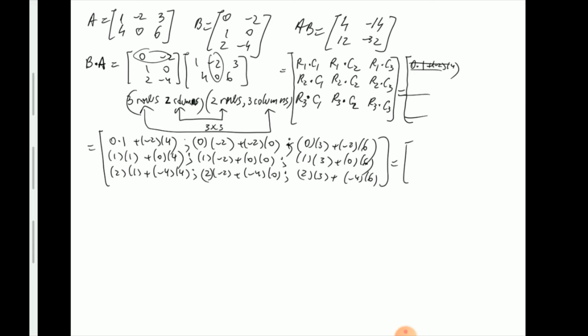So from now on, actually, I'm going to do it a little bit faster, as many of these computations can be done mentally, right? So let's see. First entry will be minus 8, then 0, then minus 12, and then 1 plus 0, then minus 2, and then 3. 1 times 3 plus 0. Then 2 minus 16 makes it minus 14, then minus 4, and then minus 18, 6 minus 24. So that is B times A.